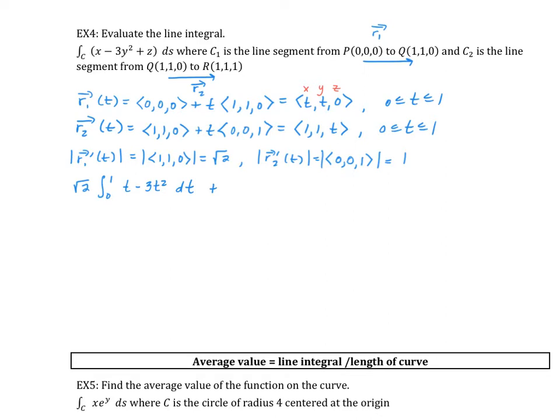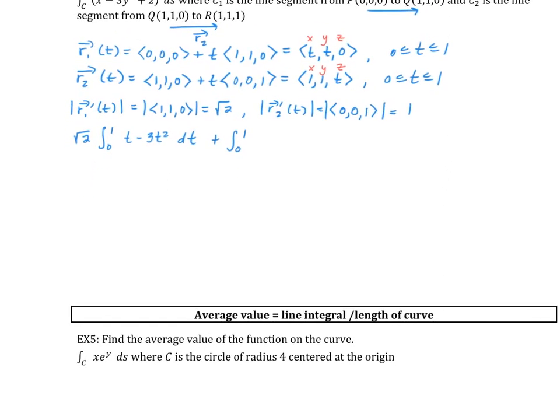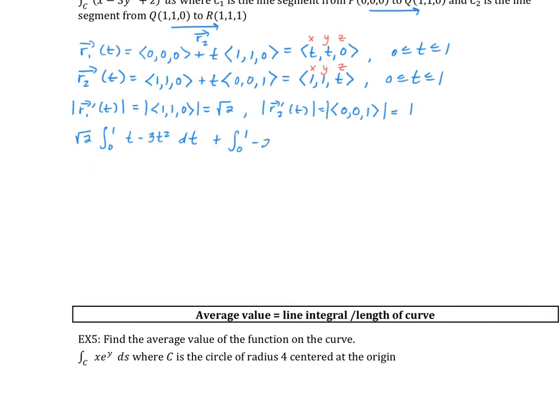I'm going to add it to my second line integral, which would be the integral from 0 to 1. In this line integral, x is 1, y is 1, z is t. So this is going to be 1 minus 3, or negative 2, plus z is t. And that's it. We just compute these separately.